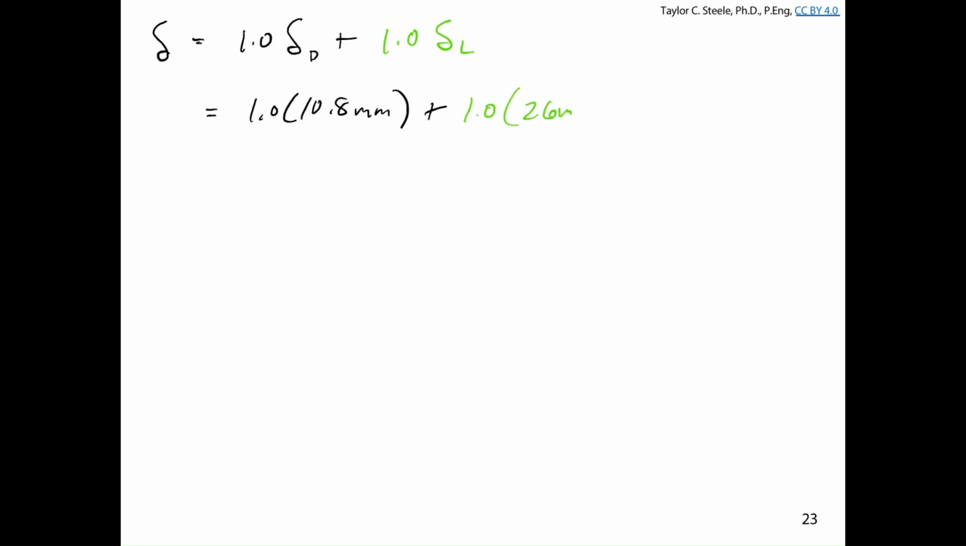And so in our case here, the total displacement is 1.0 times delta dead, plus 1.0 times delta live, which is 1.0 times 10.8 millimeters, plus 1.0 times 26 millimeters. And that gives us a total downward deflection of 30.8 millimeters. Oh, sorry, that's not right, 36.8 millimeters.